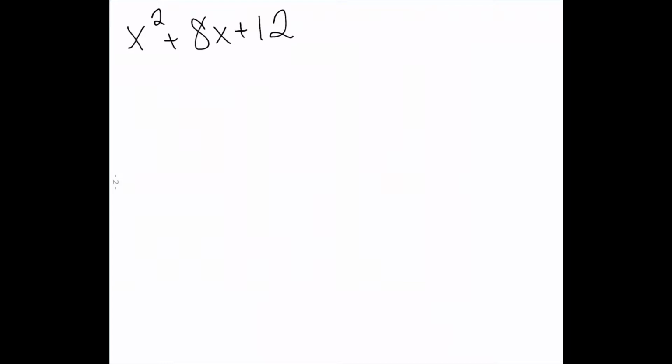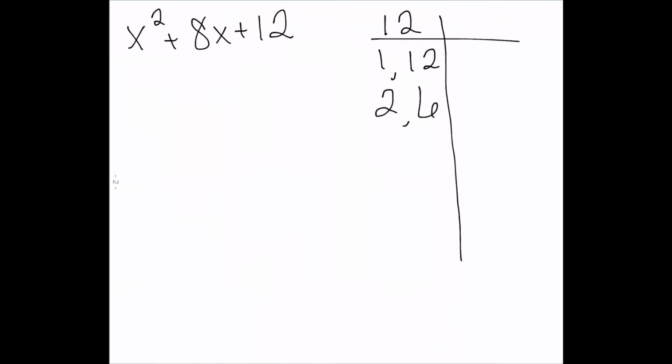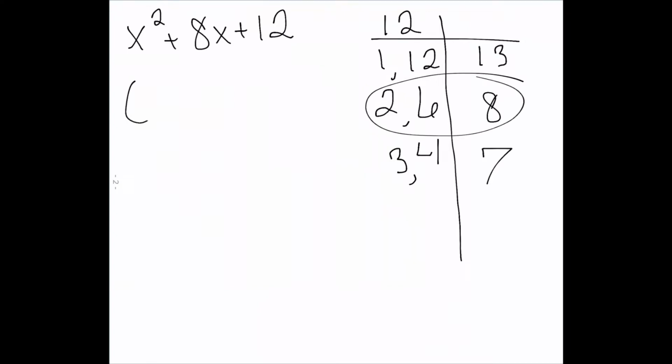X squared plus 8x plus 12. I want to find things that multiply to be 12 and add to be 8. Well, I know 1 times 12. I also know 2 times 6, or 3 times 4. This gives me 13, 8, and 7. So I have my 8. That would give me that this factors into x plus 2, x plus 6.